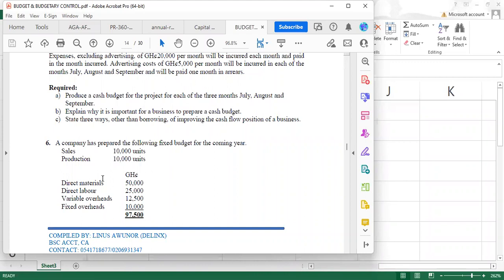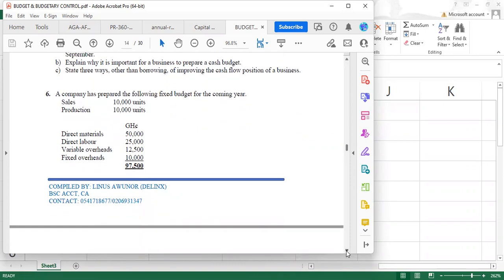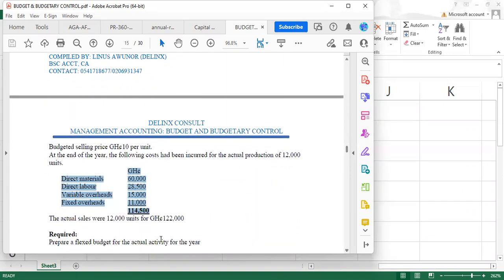That is the actual. No. You see, you want to produce 10,000 units for 50,000. That will cost 50. Now you end up producing what? 12,000. So for you to get the answer, it is simply the 12,000 over the budgeted unit times the budgeted cost.